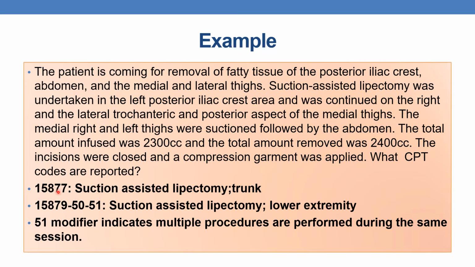So the first CPT is 15877, which is suction assisted lipectomy, trunk, to indicate abdomen. The next is 15879, which is given with 50 modifier and 51 modifier. 50 modifier indicates it is a bilateral procedure because both right and left thighs were suctioned. Then 51 modifier indicates multiple procedures are performed during the same session. So 15879 along with 50 and 51 modifier, which is suction assisted lipectomy, lower extremity. These are the appropriate codes for this particular example.